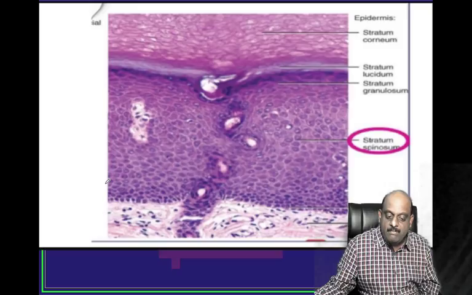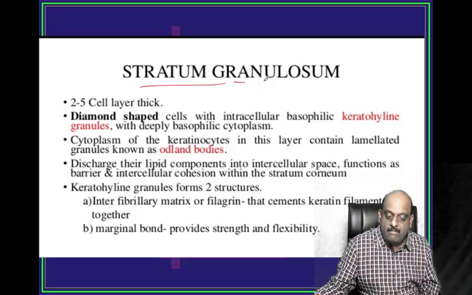Ranjit Paul is asking. Now stratum granulosum, let us talk about the granulosum. Now, doctor, in stratum granulosum you have keratohyalin granules and Odland bodies, the classical feature.